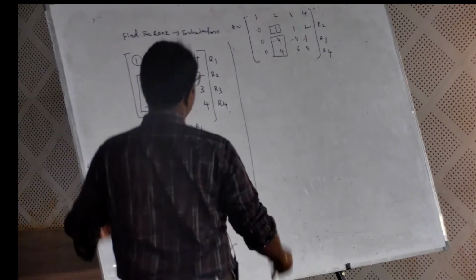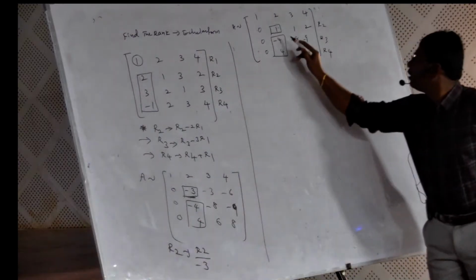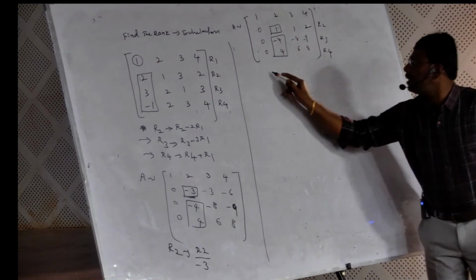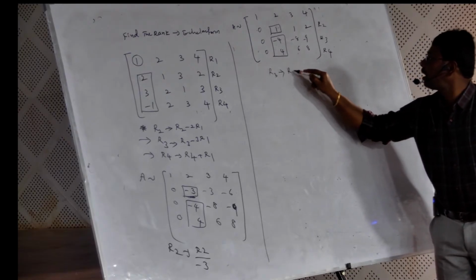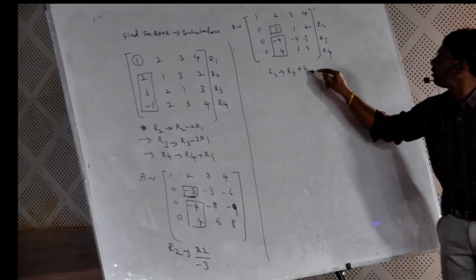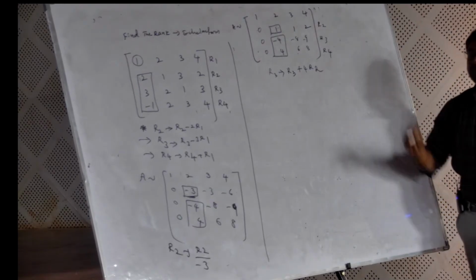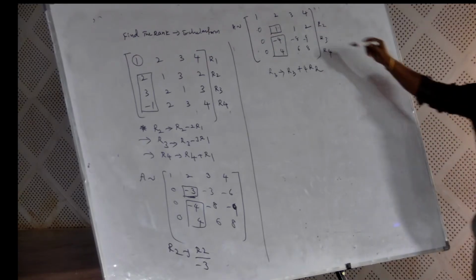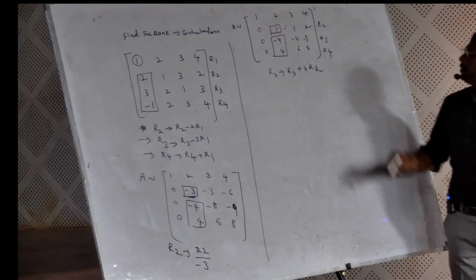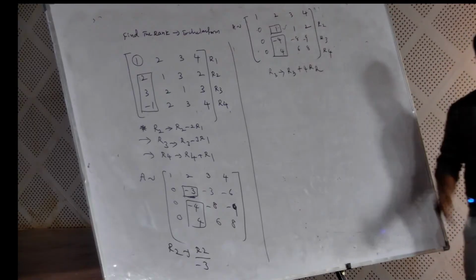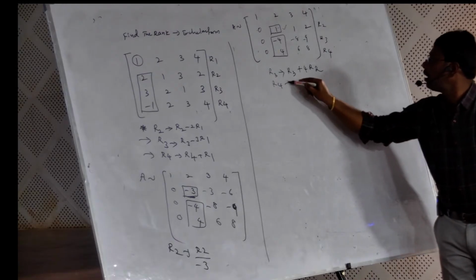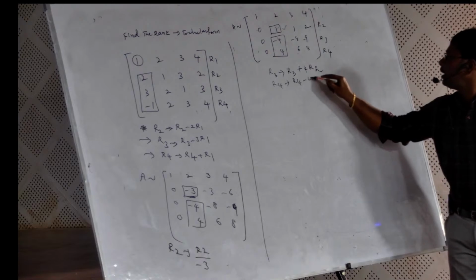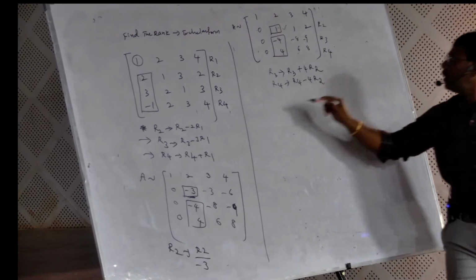R3 implies, okay, I'll stand here. Using this one, make this element 0. R3 implies R3 plus 4R2. Using R2, now using this element, I am converting these to zeros. Similarly, what is R4 implies? R4 minus 4R2. Now what is the result?